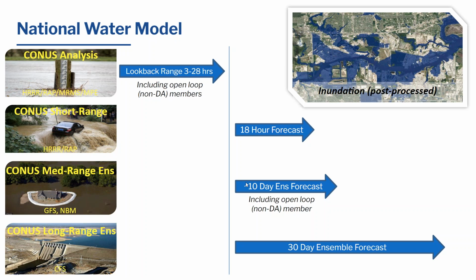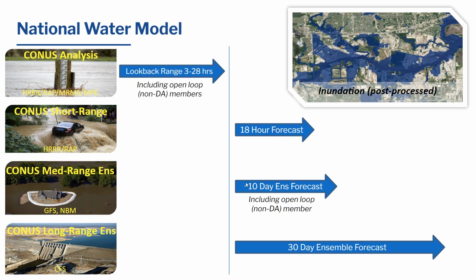The last run is the long range ensemble run, and this is the one that gives you 30 days of data, and this is to help with water supply forecasting and long-term planning purposes. Okay, so for you, the biggest ones that you're probably going to want to pay attention to are the analysis, short range, and medium range, as well as the inundation maps that are going to come from those.